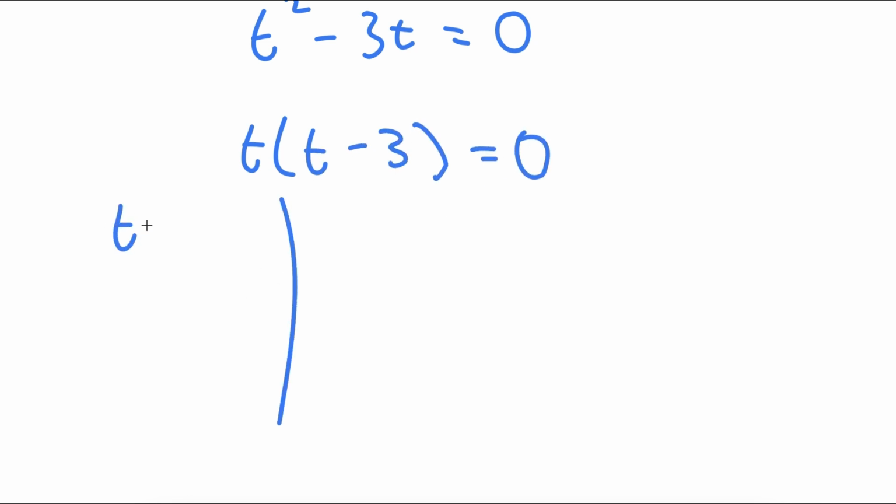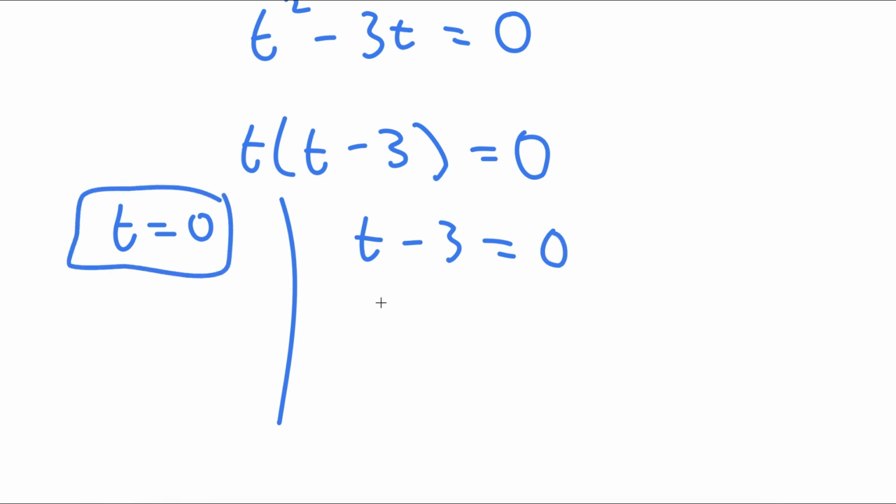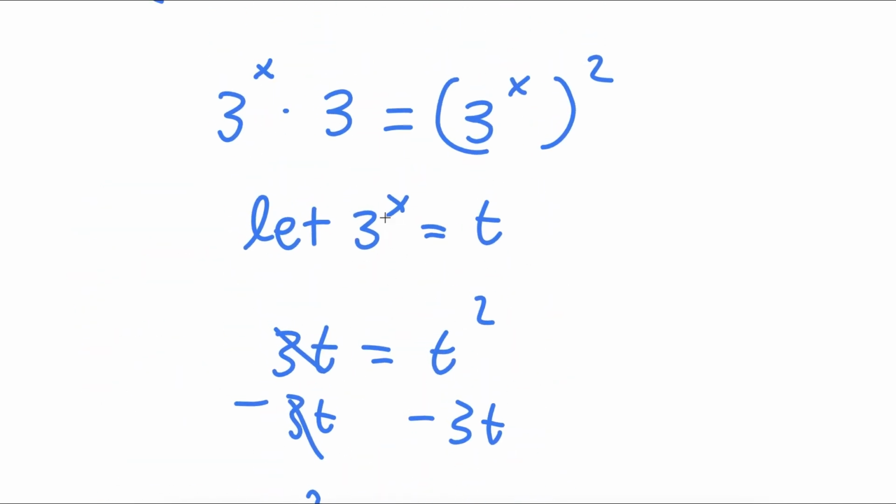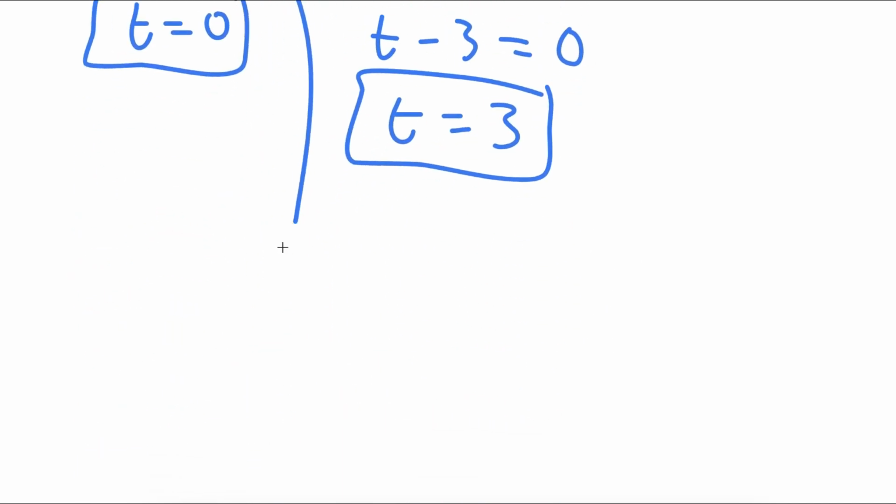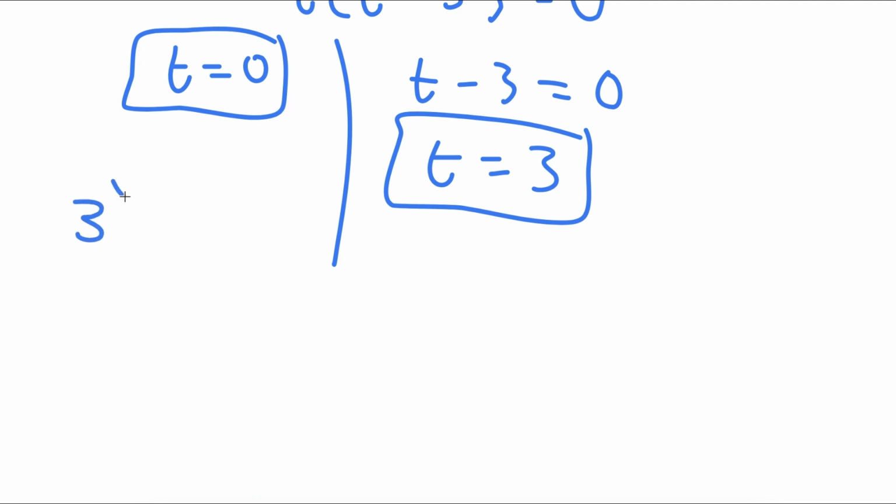So I have two equations now. I have t equals 0, and I have t minus 3 is equal to 0. t equals 0 is already a solution for t. t minus 3 equals 0, meaning t is equal to 3. So now remember how we set 3 to the power of x equal to t. So I have two equations: 3 to the power of x is equal to 0, and 3 to the power of x is equal to 3.